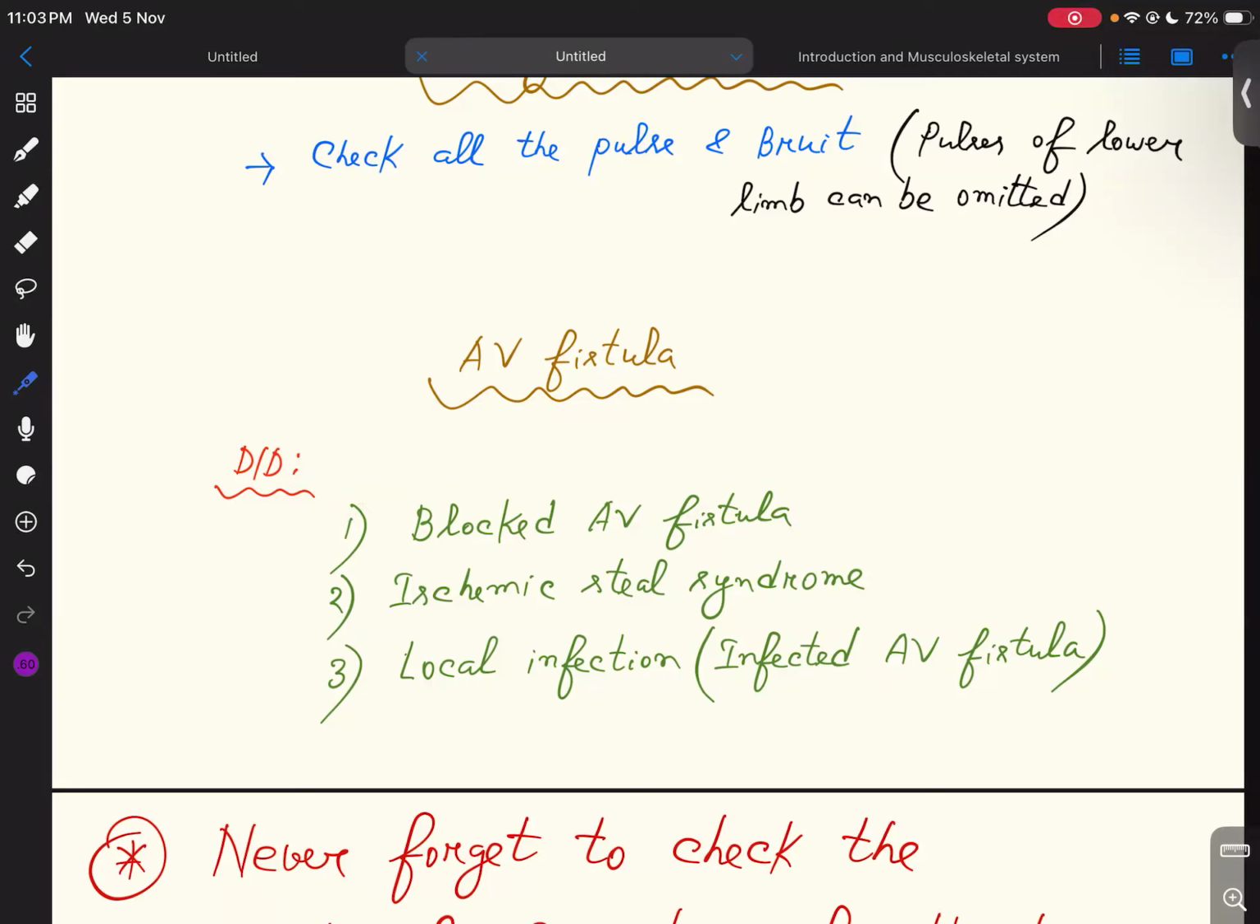Then we have to listen for the bruit. We have to feel for the thrill and we have to listen for the bruit. During auscultation, if we don't find any bruit, that indicates the AV fistula is blocked.